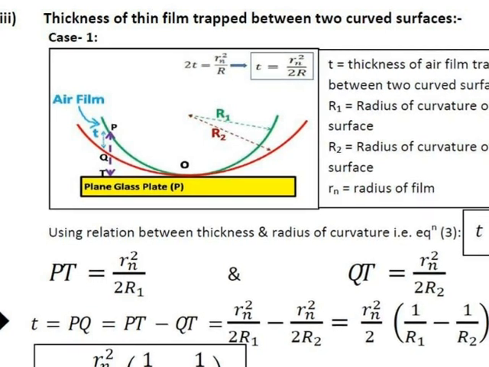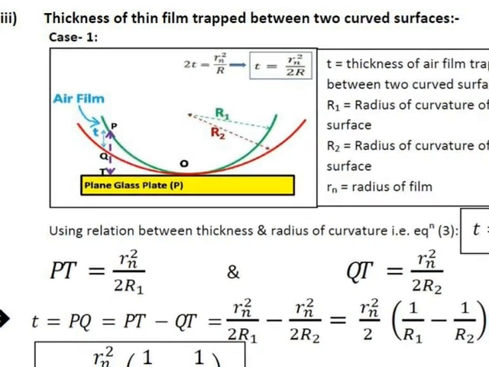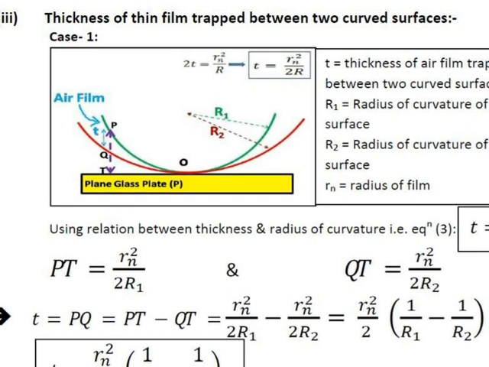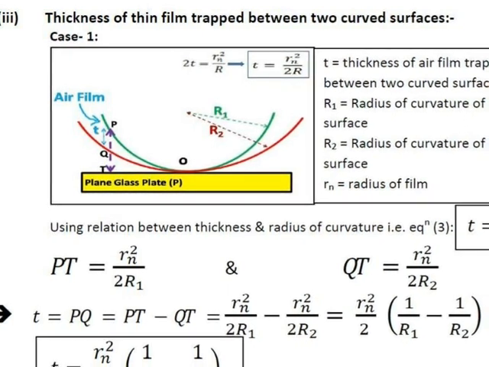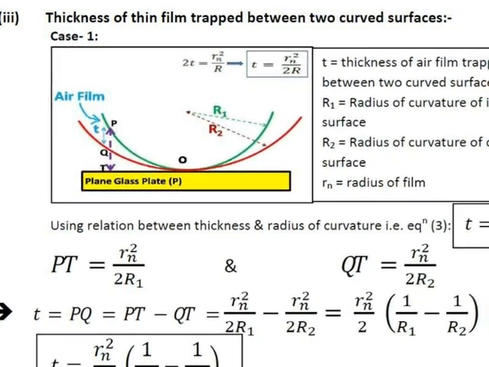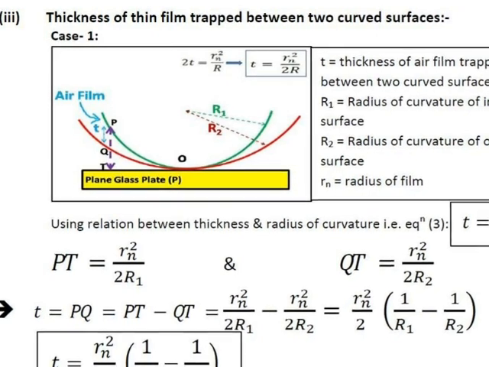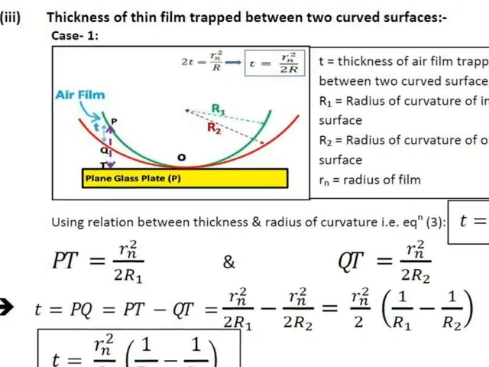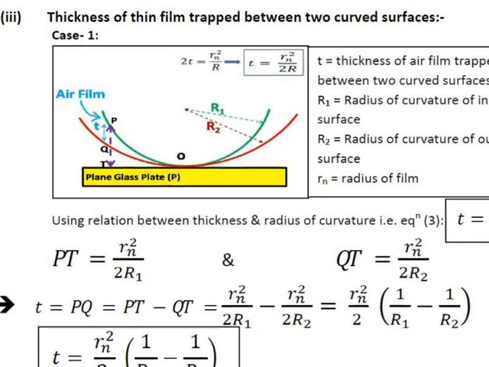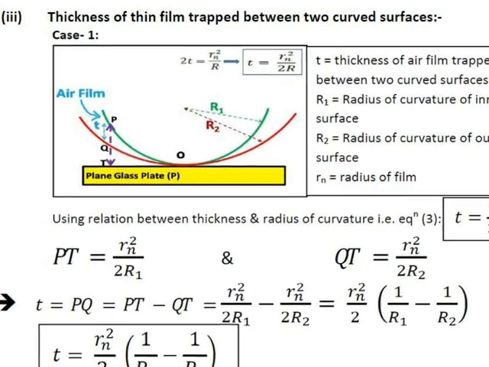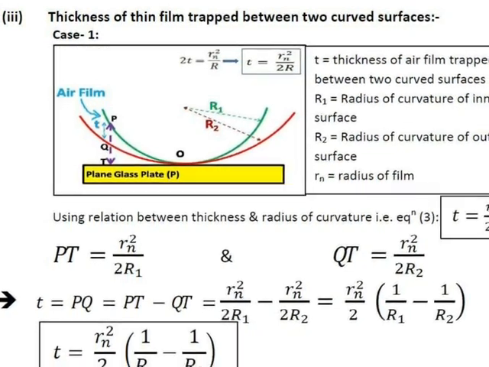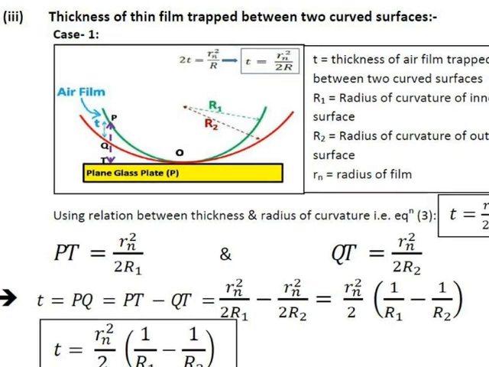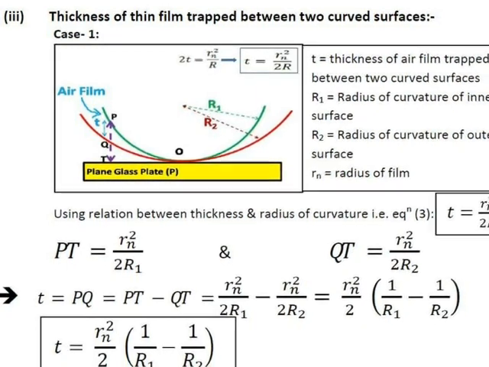Now next is the red curved surface. What is the thickness of film trapped between the red curved surface and the glass plate P? Observe the figure, it is Qt. So what is the radius of curvature of the red surface? R2, capital R2. So what would be the formula of Qt? rn square divided by 2R2.